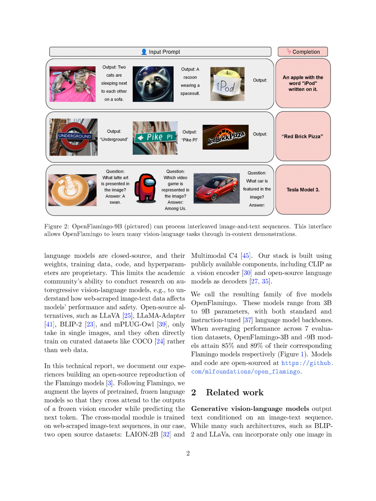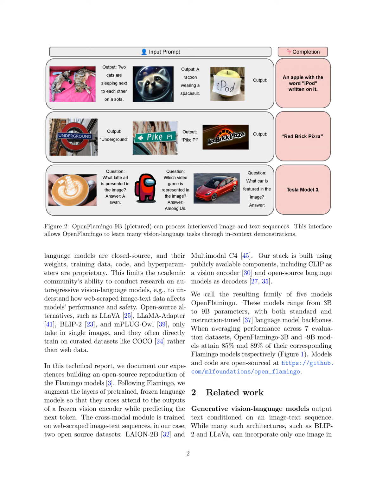Section Summary. The introduction discusses the limitations of existing vision language models that only take a single image as input and are closed source, which hinders research on their performance and safety. The authors present OpenFlamingo, an open-source reproduction of the Flamingo models, which allows for an arbitrarily interleaved sequence of images and text as input. The OpenFlamingo models, ranging from 3B to 9B parameters, achieve 85% to 89% of the performance of the corresponding Flamingo models on various evaluation datasets.